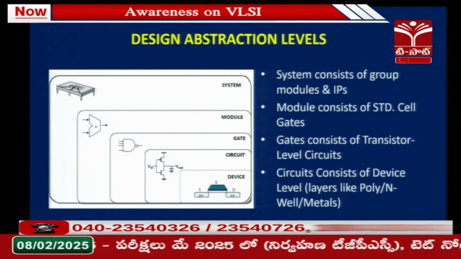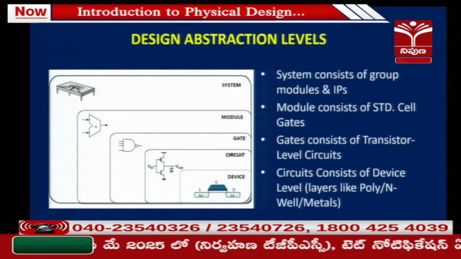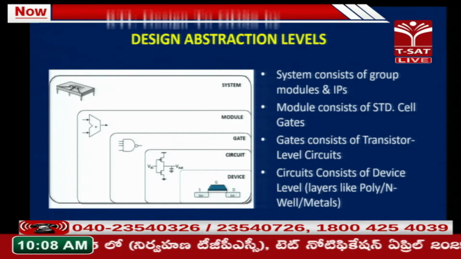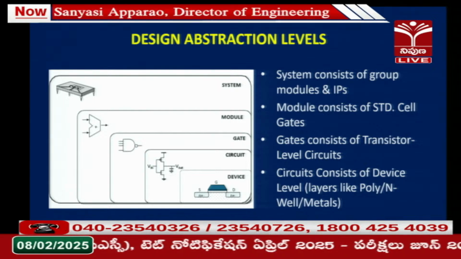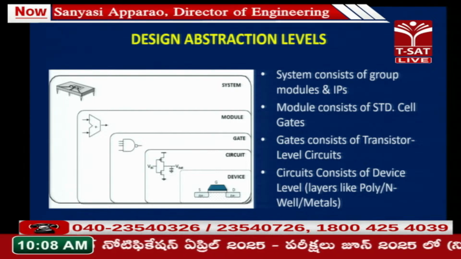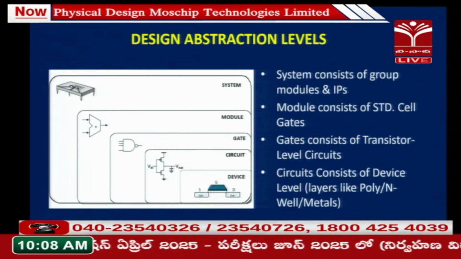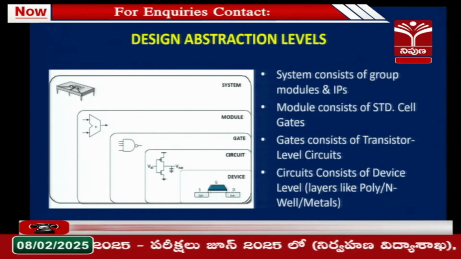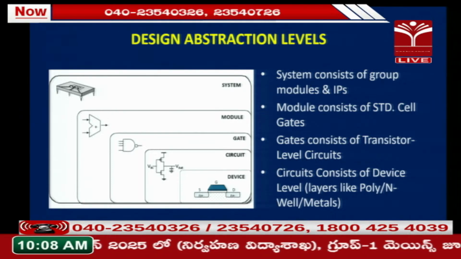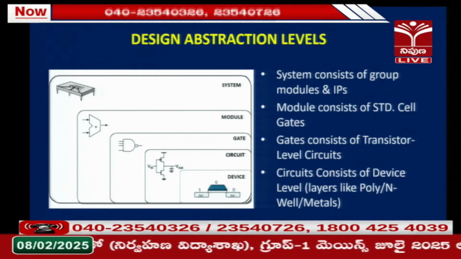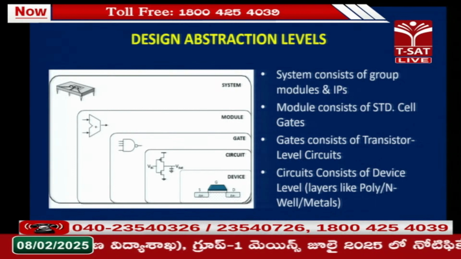Next is the circuit level. These gates are built up with transistor level circuits. So the next level is the circuit level, and these are CMOS gates, meaning PMOS and NMOS at the circuit level. Next level is the device level. All these PMOS and NMOS gates are built with polysilicon, N plus, P substrate, different layers; that is the device level.